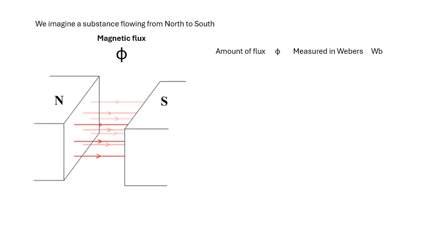Okay, magnetic flux, psi, magnetic flux. We imagine a substance flowing from north to south. So looking at the field lines in the arrows, imagine some stuff. The word flux means flowing. And we imagine stuff flowing through space from north to south. And the amount of flux is the symbol psi, and that's measured in Webers, which is Wb.